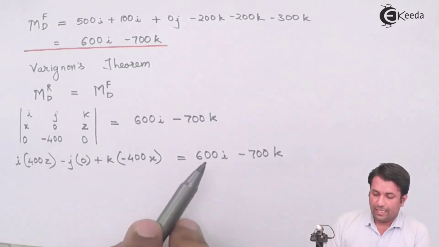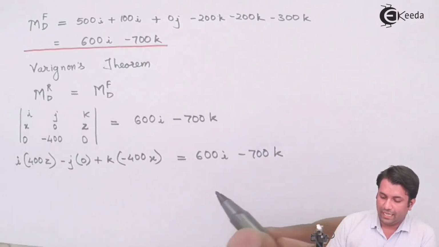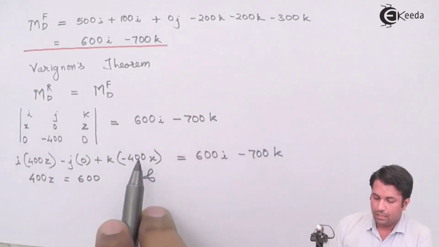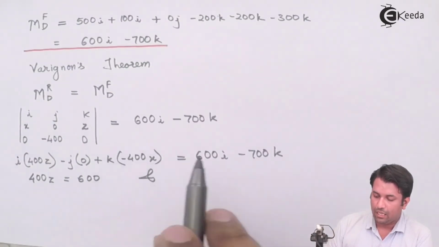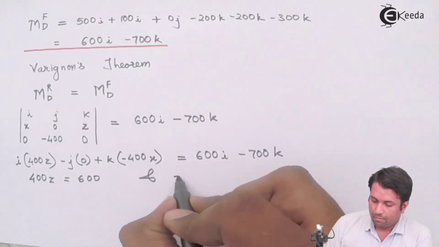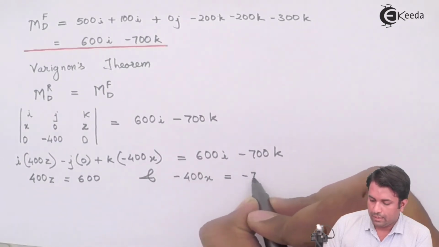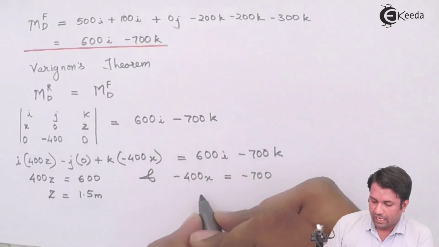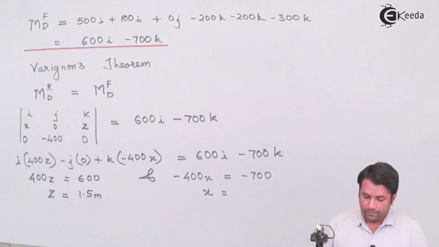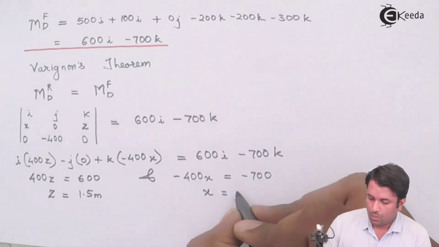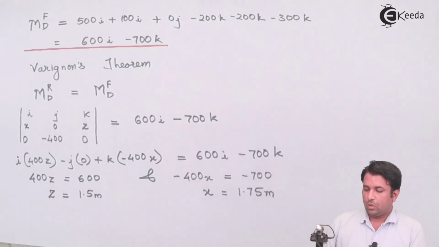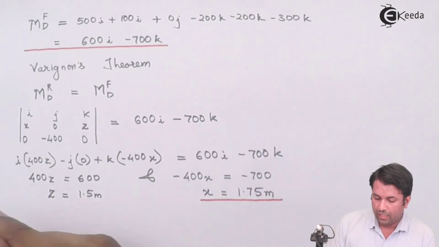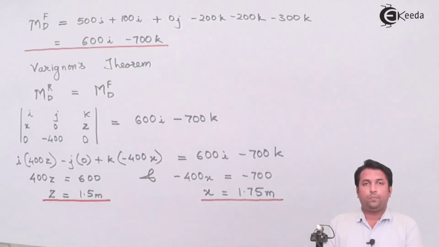In this case I have 600I and 400ZI. So I'll write it as 400Z is equal to 600, and over here I'm having minus 400xK and minus 700K. So I'll write it as minus 400x equal to minus 700. So in this case I'm getting the Z value as 1.5 meters and X value I'll have to calculate for that. So that will be 1.75 meters. So the X coordinate of the resultant from point D is 1.75 meters and the Z coordinate of the resultant is 1.5 meters.